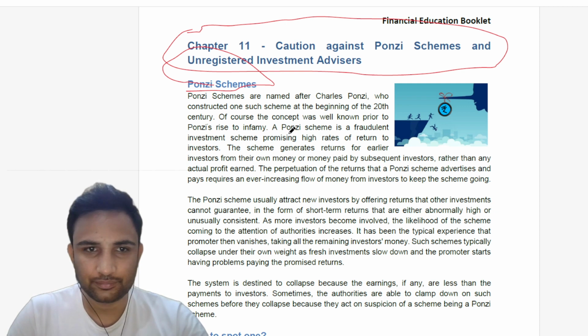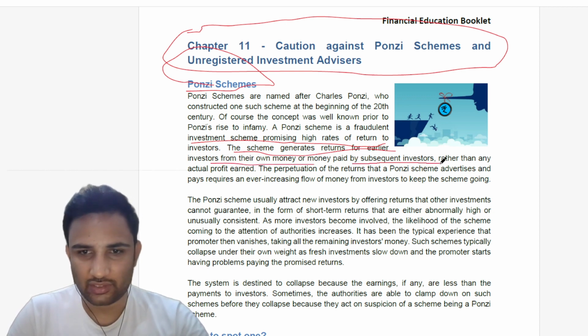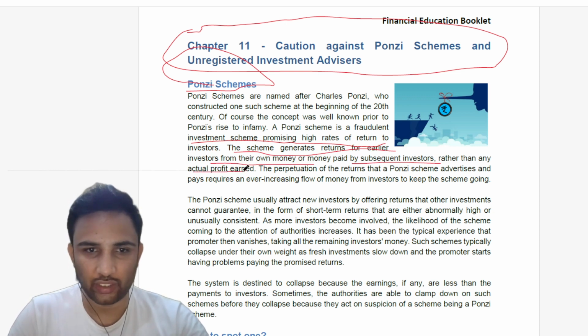A Ponzi scheme is a fraudulent investment scheme promising high rates of return to investors. The scheme generates returns for earlier investors from their own money or money paid by subsequent investors, rather than any actual profit earned. The perpetuation of the returns that a Ponzi scheme advertises and pays requires an ever-increasing flow of money from investors to keep the scheme going.